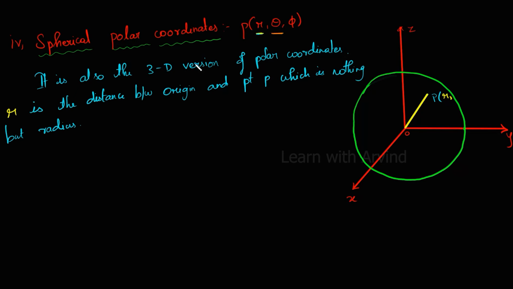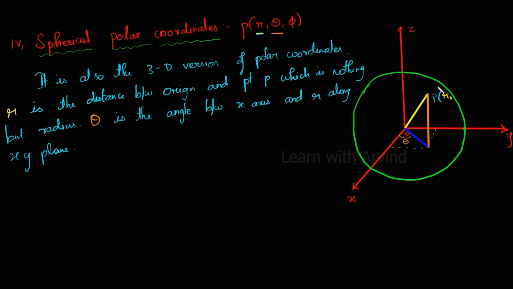This theta is the angle between, we are projecting P along the xy plane, and the angle between this projection and reference axis x, this is what we mean by theta. Now the third coordinate is phi, which is nothing but the angle between z and OP. This angle extends from z. Don't forget that it's not between OP and z. This angle should extend from z.